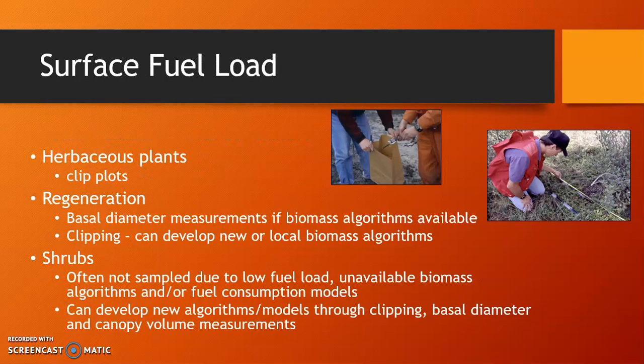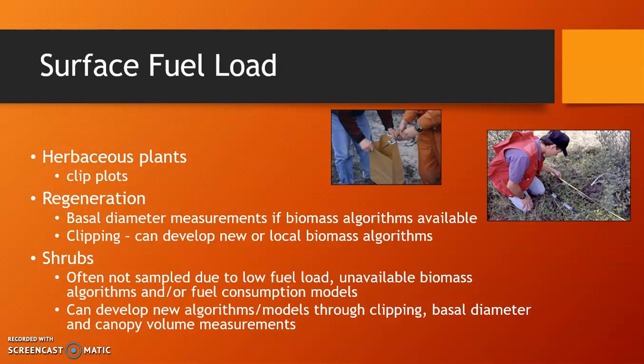The other type of fuel sampling we do is for fuel load. For herbaceous plants, we would do this using clip plots. For regeneration, you could use basal diameter measurements if there are biomass algorithms available for those tree species. Usually there isn't. Usually tree biomass algorithms begin at DBH height. If you want to sample for biomass of regeneration, you can do destructive sampling, clipping.